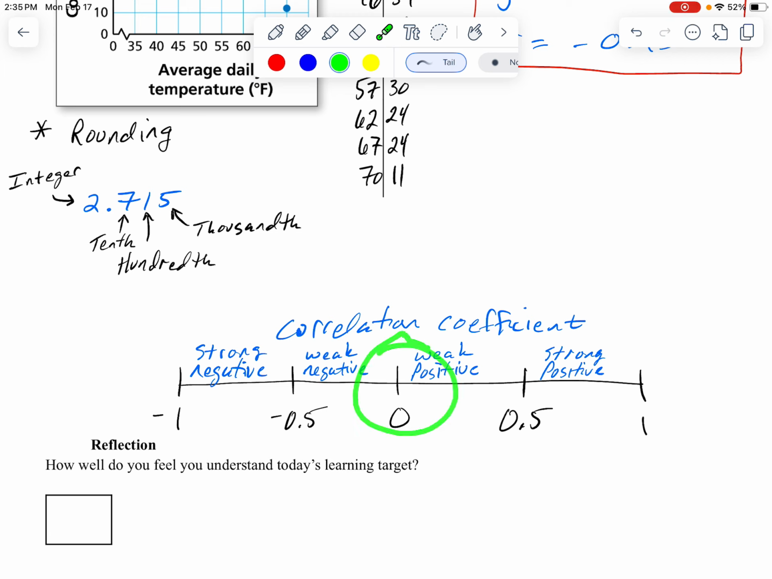This zero correlation is where our data is all kind of spread out. It doesn't even look like a line at all. And then strong negative is, again, like a negative slope. And our data fits that line really nicely, so it's all going to be really close to that line.